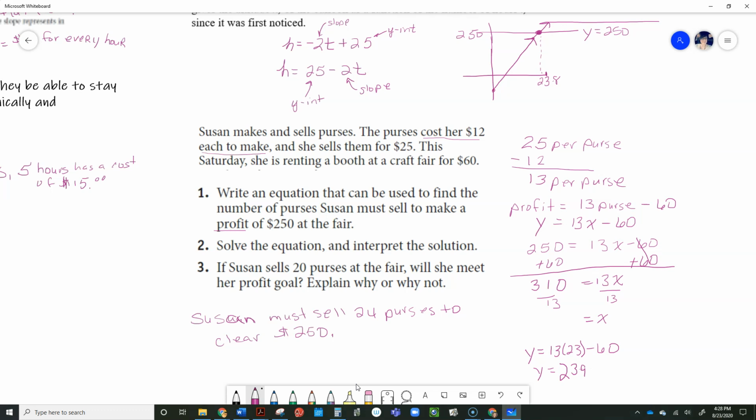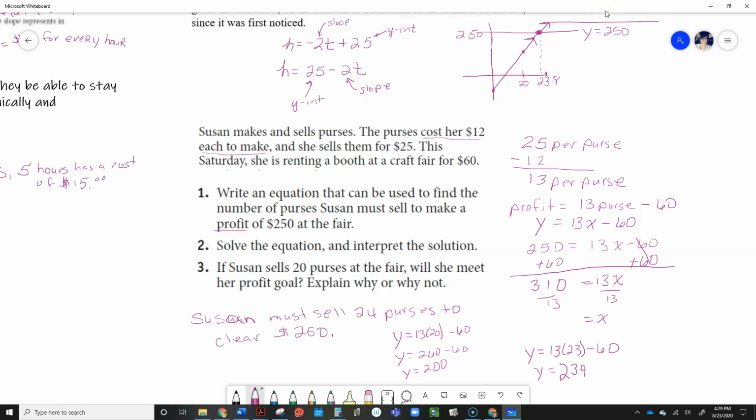Now 20 is somewhere down here. So you can plug in 20 to see what the Y value is at 20. It's going to be below that $250 line. So since 20 is down here below that $250 line, it's not enough. You could prove it by plugging in 20. We could say Y equals 13 times 20 minus 60. That's 260 minus 60, so the profit for 20 purses is just going to be $200. And that's the algebraic proof.